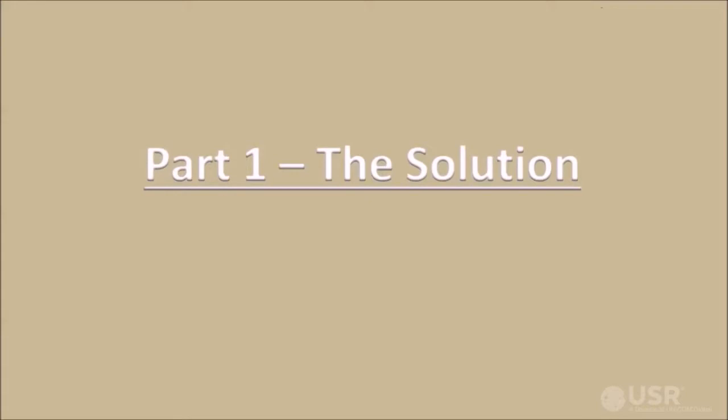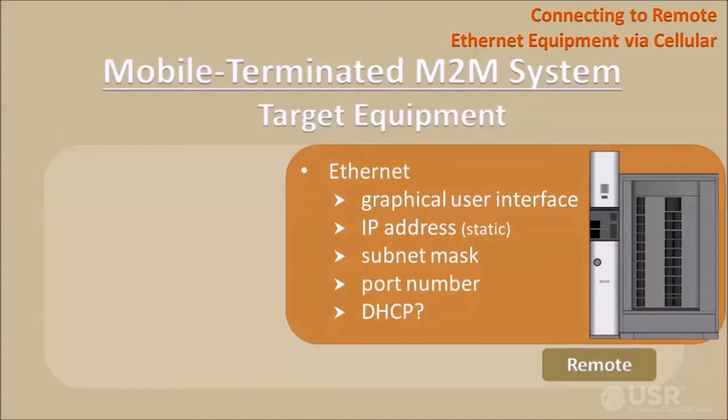Now, part 1, the solution. The M2M system presented in this video communicates with remote equipment that has an Ethernet port, typically by accessing its embedded graphical user interface. The target equipment's Ethernet interface has an IP address, which must be static, a subnet mask, and a port number. Also, the target equipment's Ethernet protocols may or may not include DHCP.